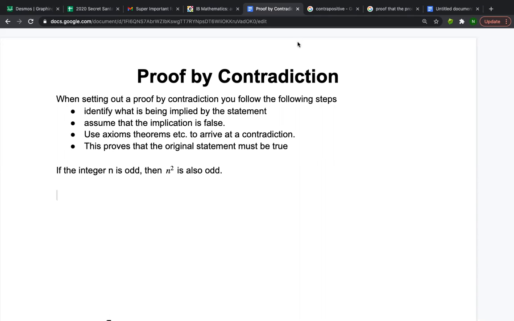So for example, this first one, we have if the integer n is odd, then n squared is also odd. So the implication of this one is that then n squared is also odd. So I'm going to take that section, n squared is also odd, and I'm going to make that false. So the first thing that I'm going to say is let n squared be even.